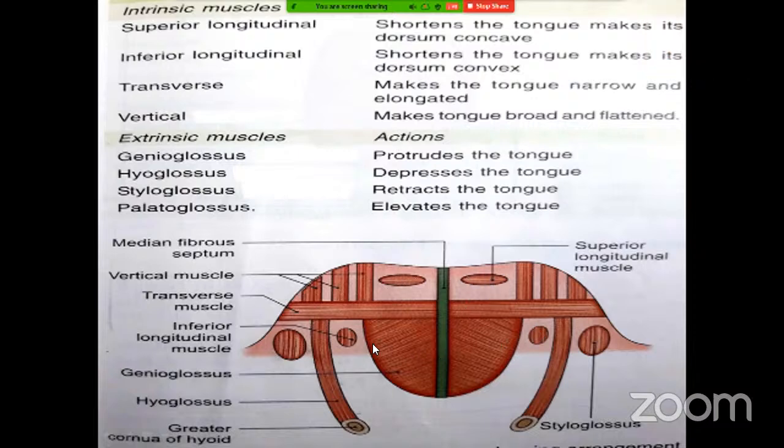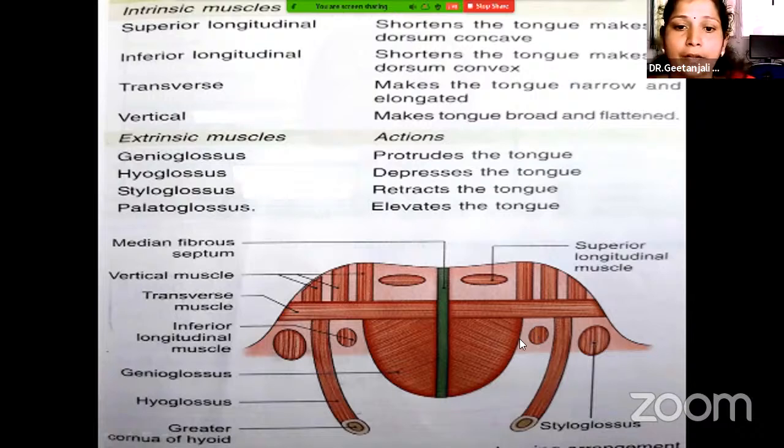Next is inferior longitudinal muscle, and when this inferior longitudinal muscle gets contracted, then it makes the dorsum of the tongue convex. Then come to the transverse muscle. This is transverse muscle and this is vertical muscle. When this transverse muscle gets contracted, it makes the tongue narrow and elongated. And when the vertical muscle gets contracted, it makes the tongue broad and flattened.